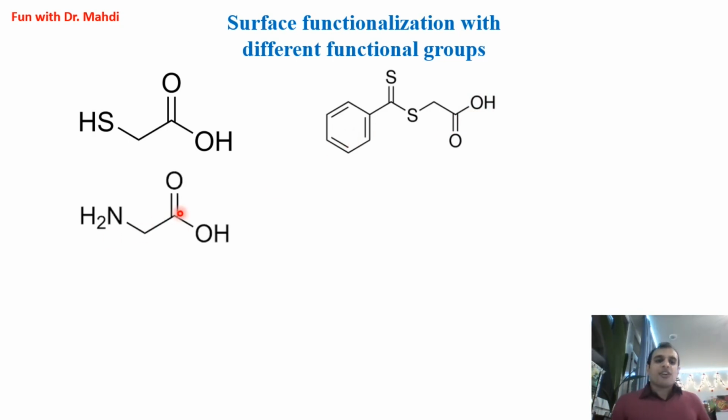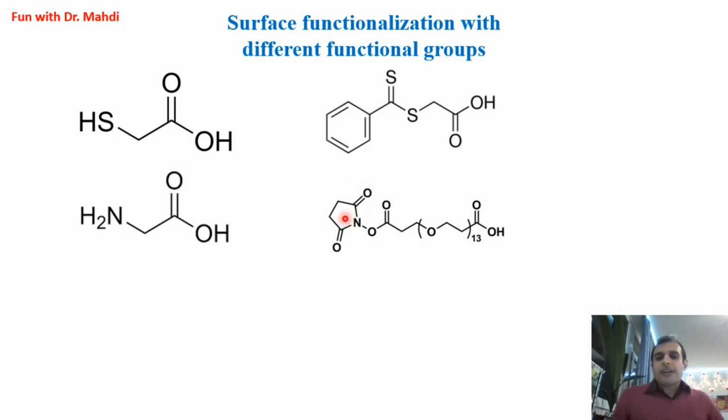Here you can see the structure of the glycine amino acid. Glycine is an amino acid. There are 20 different types of amino acids, and in the structure of all of the amino acids there is a carboxylic acid group. If you would like to cover the surface with an amino acid, you can use the esterification reaction. After the esterification reaction, you will have your amino acid on the surface. You will have your favorite amino acid on the surface.